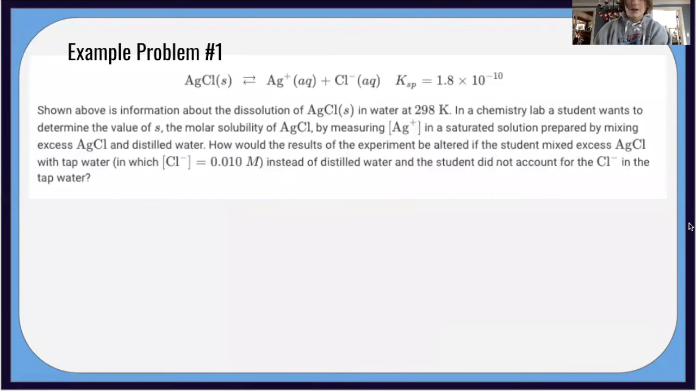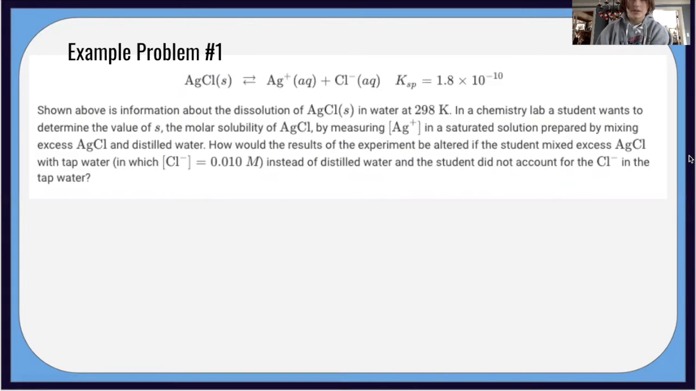Let's do an example problem. Pause it here if you would like to try it yourself. Okay, and we're back. So we're being asked, how would the results of the experiment be altered if we mixed excess silver chloride with tap water that already had chloride ions in it?